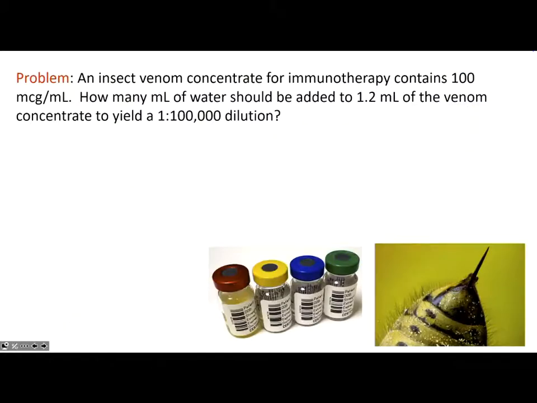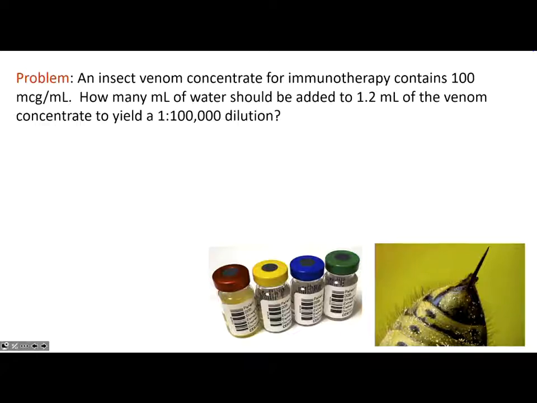Okay? All right, let's do another one, a little variation. It says an insect venom concentrate for immunotherapy. Basically, this one is somebody who's getting shots to reduce their allergic reaction to bee stings. This is the kind of venom we would inject into them so that they learn and develop a resistance to being so reactive to a bee sting. So anyway, that venom concentrate that we have comes as 100 micrograms per milliliter. That's the stock concentration. What we want to know is how many milliliters of water should be added to 1.2 mils of that venom such that our final concentration ends up being a 1 to 100,000 dilution.